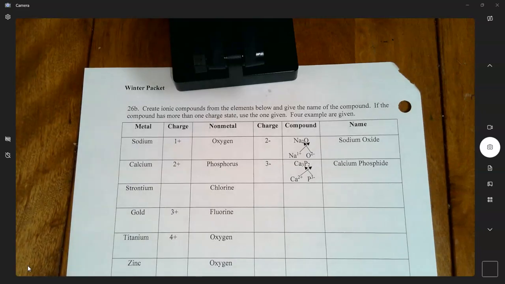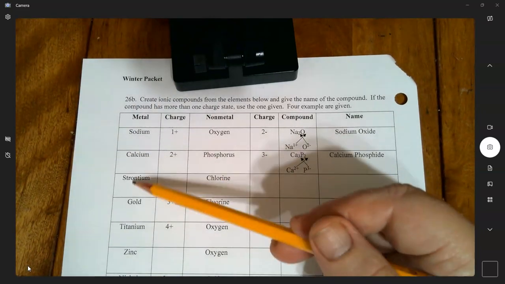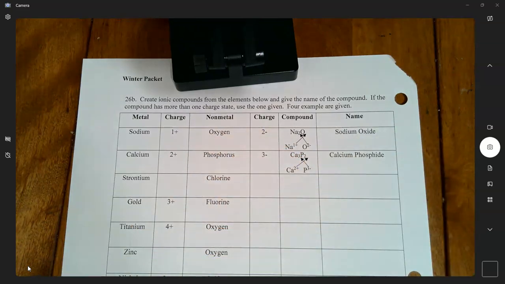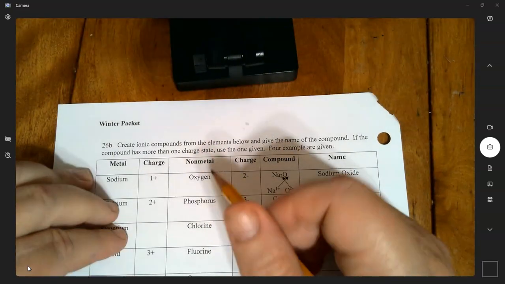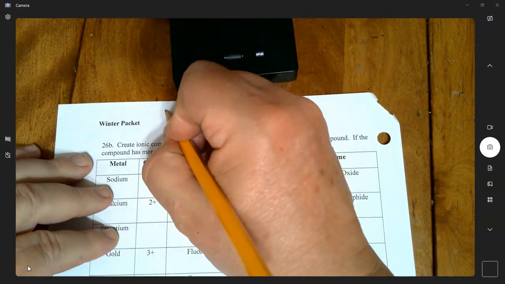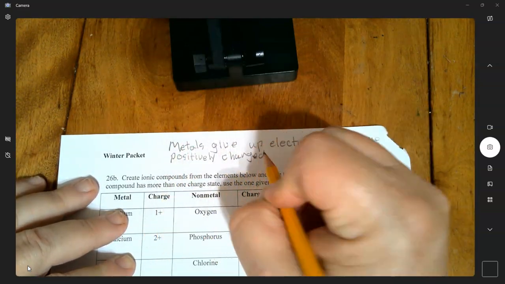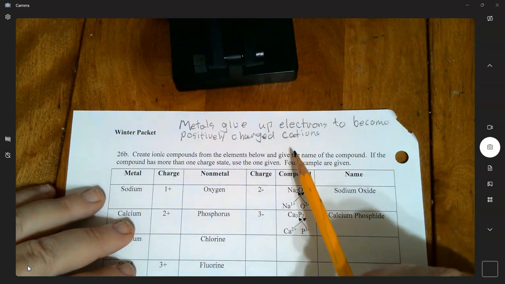Okay, now we're going on to ionic bonds. In the left column, you see metals, and in this column, you see nonmetals. So nonmetals, metals, strong guys, weak guys. The nonmetals take electrons away and become negatively charged anions. I want you to write that down. Let's start with metals.